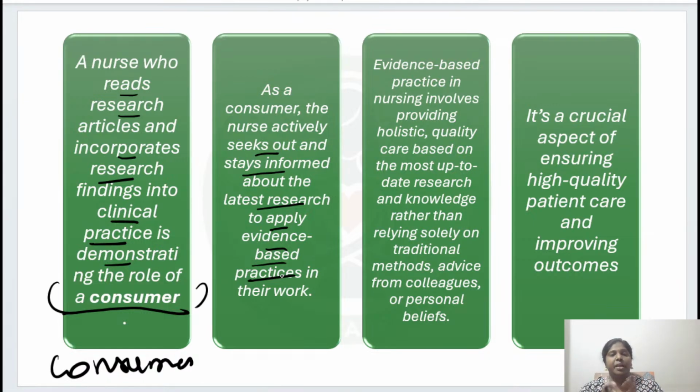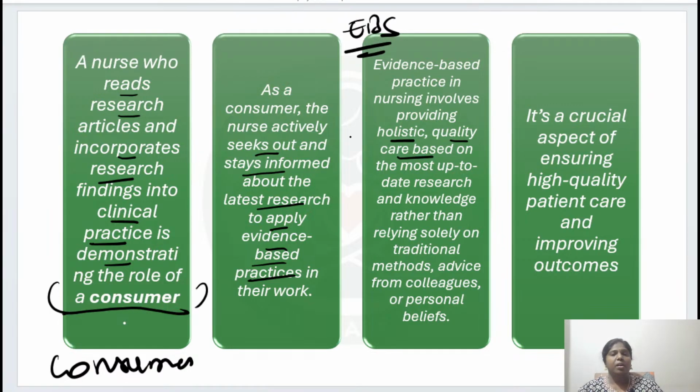So, evidence-based practice means when she is implementing it in the clinical setting, that is called a consumer. As a consumer, she is reading, she is preparing, and she is doing evidence-based practice. So, evidence-based practice means EBP. Evidence-based practice involves holistic and quality care.